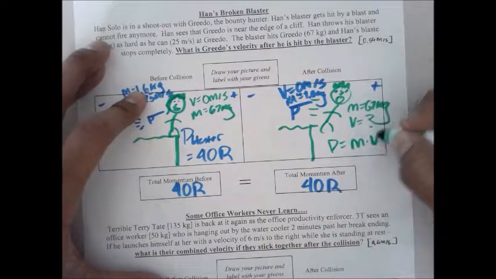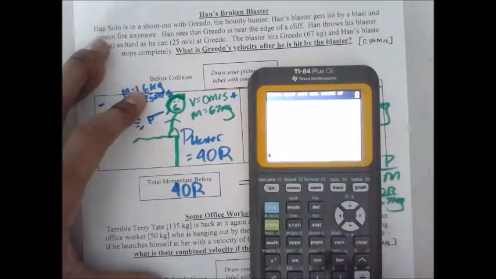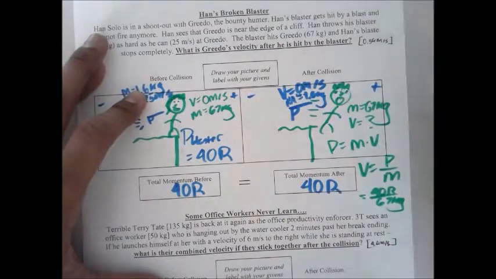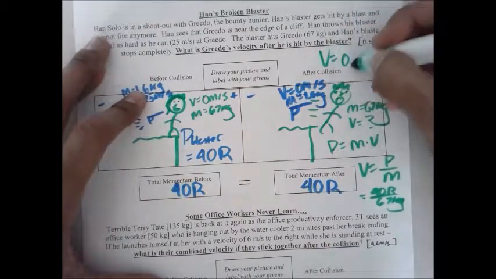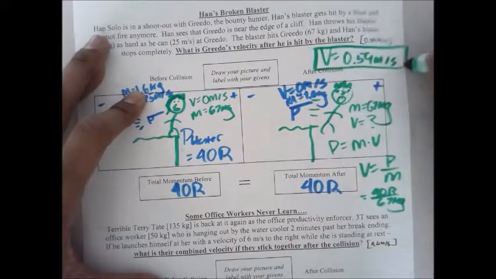P is equal to m times v. V is equal to P over m. In this case, P is 40 roys. In this case, m is 67 kilograms. We can see that Greedo's velocity has to be 40 divided by 67, around 0.59 meters per second. Is that enough to knock him off of the cliff? I don't actually know. We don't have enough information to say.